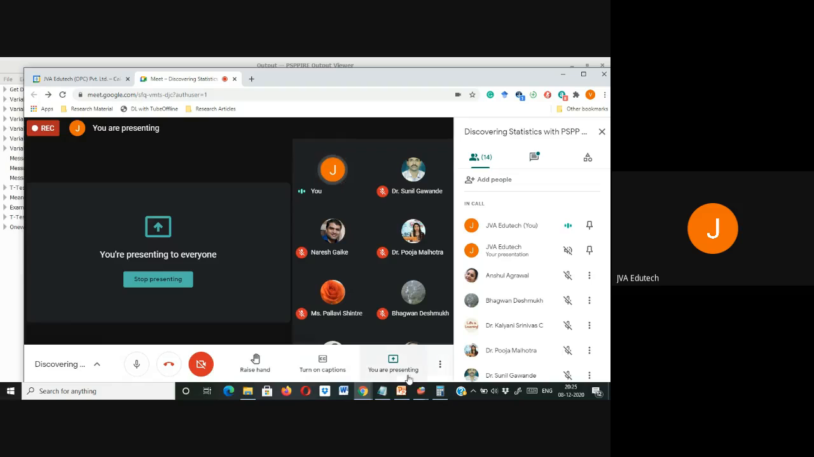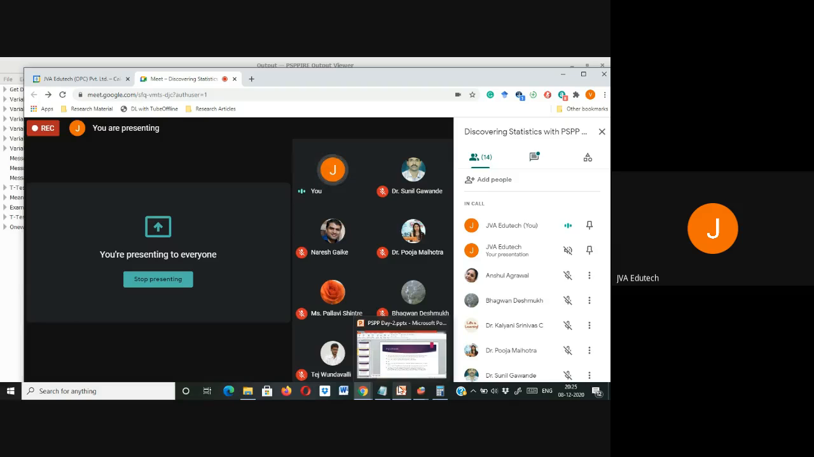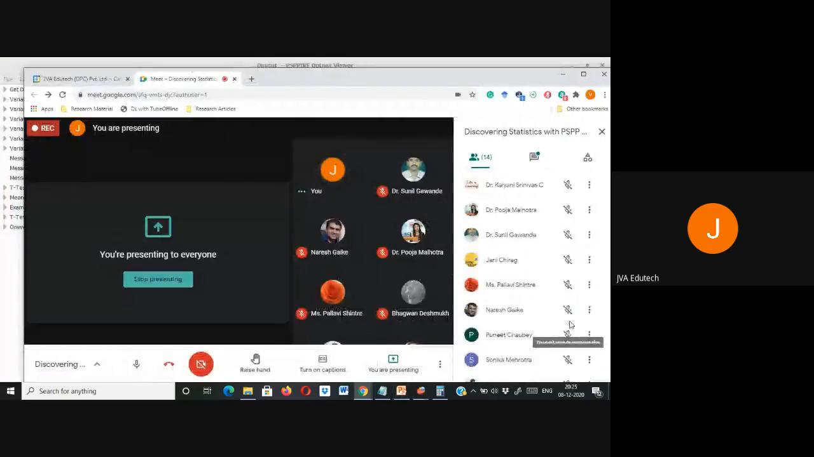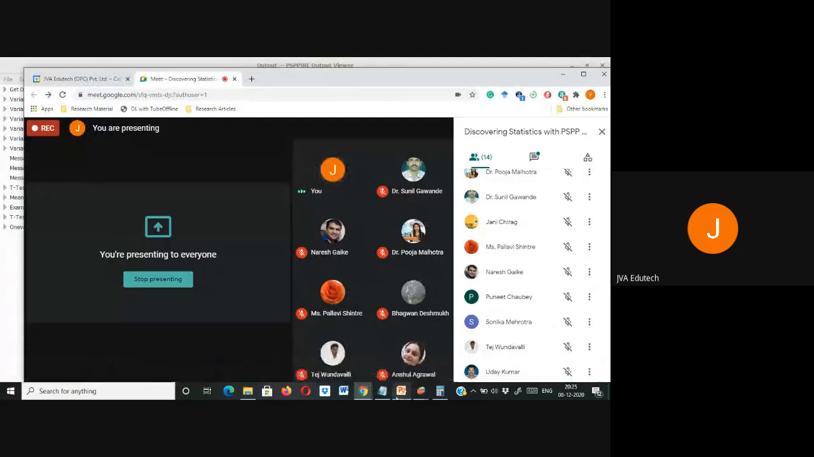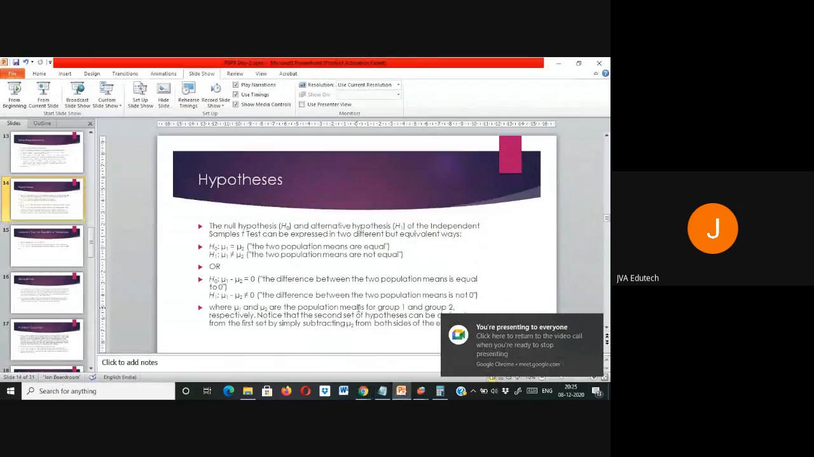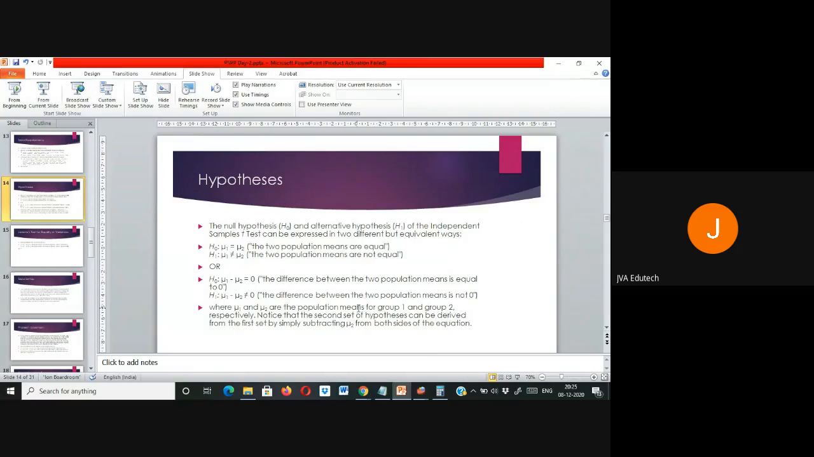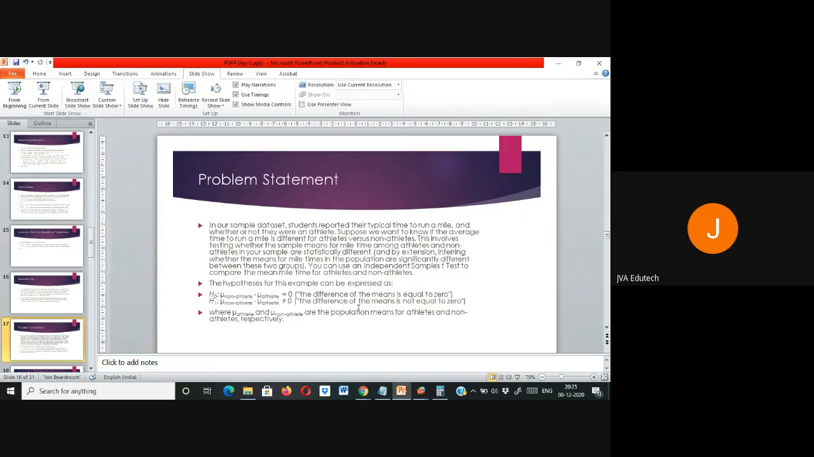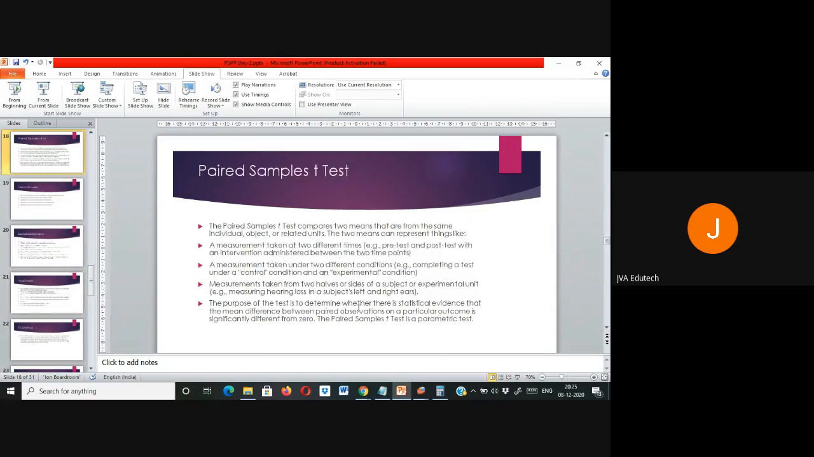Now moving forward is the paired t-test. This is one of the best statistics to apply basically on longitudinal data or time series data. When you are conducting any longitudinal research, where you are taking one test variable or measuring one variable over a period of time, this is one of the best statistics for time series and other things. Now this paired t-test compares two means that are from the same individual, object or related units.